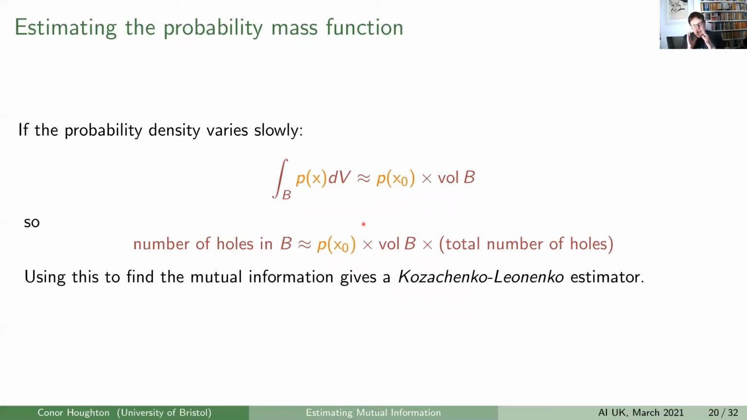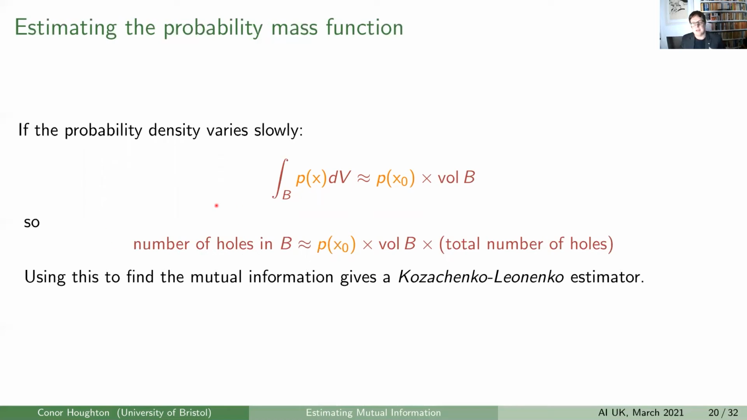So if the region is small enough, or if the probability density is varying smoothly enough, and you can always make the region quite small, then the probability mass can be estimated by just multiplying the value of the probability at any point inside the region, because it's constant, by the volume of the region.